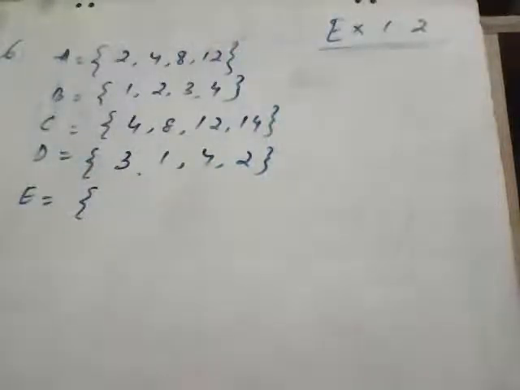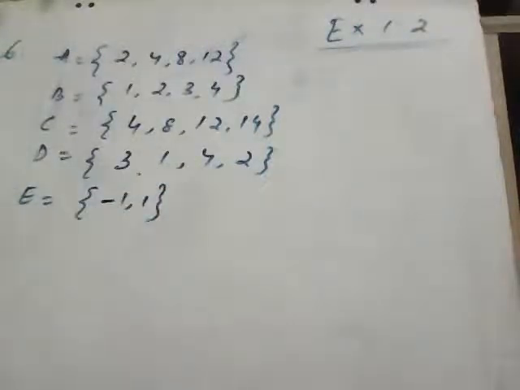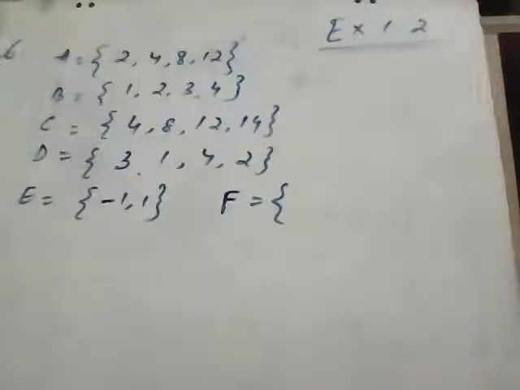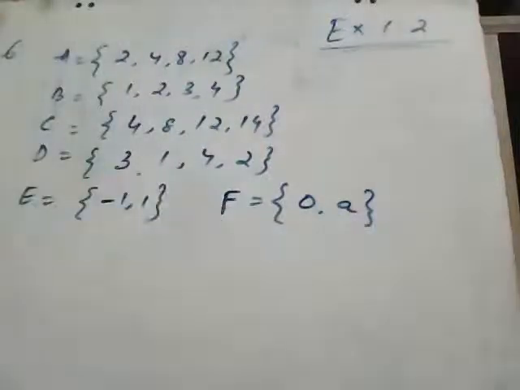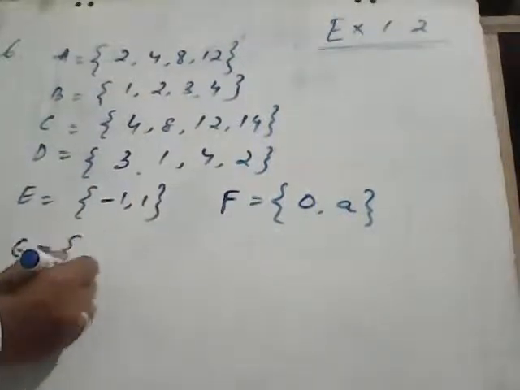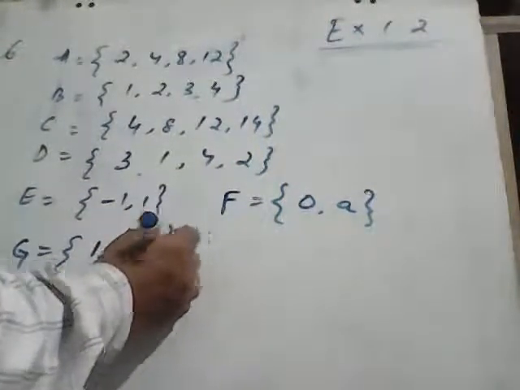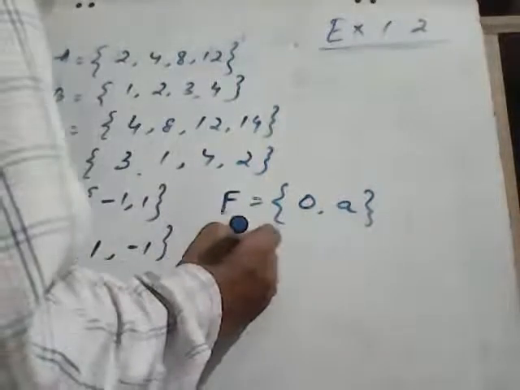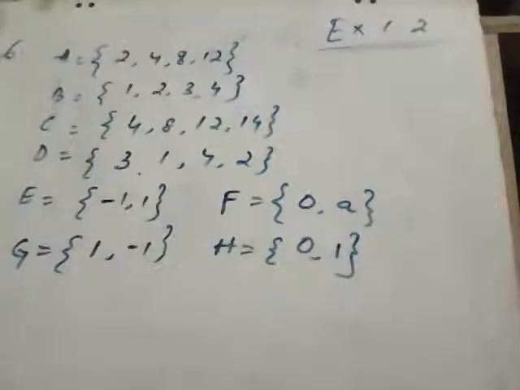the elements are -1 and 1. Then set F. Set F has also two elements, that is 0, a. Then G. G contains 1, -1. Then H. Last set is H. H is 0, 1. Now we'll compare.